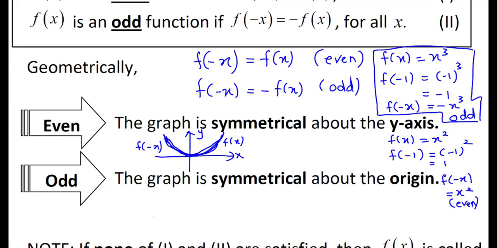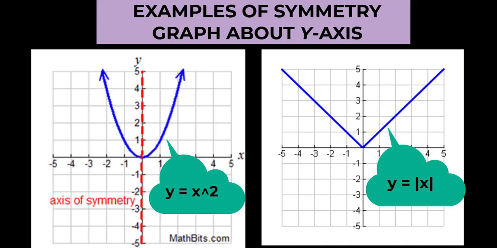Look at the even function. Let's say you take f(negative 1), so negative 1, and then you will get 1. And then if you substitute f(1), you also get 1. So this is symmetrical about the y-axis.